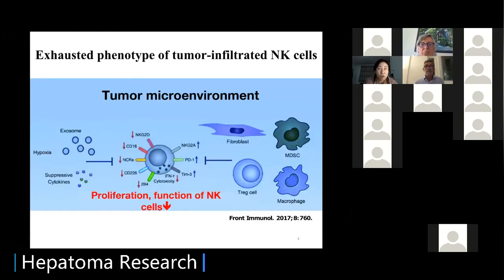Many reports also show that both the number and the function of NK cells decrease in the tumor microenvironment. NK cells display increased inhibitory receptors such as PD-1, TIM3, and NKG2A, and decreased activating receptors, for example NKG2D and NCR1.